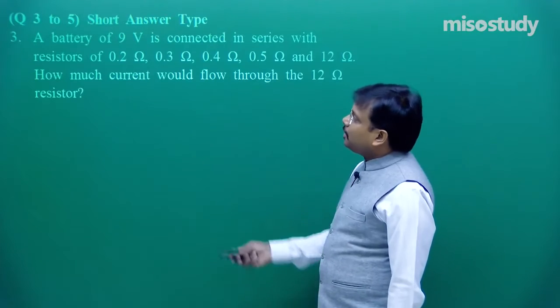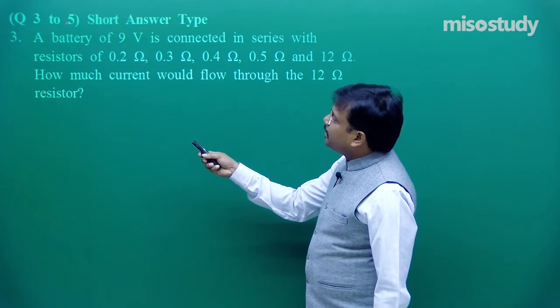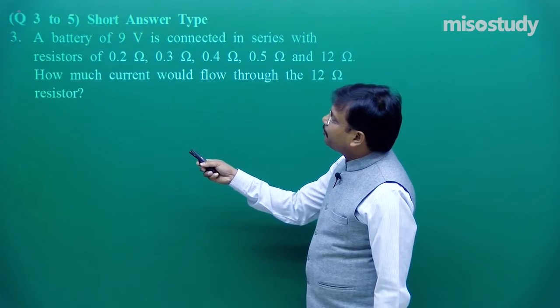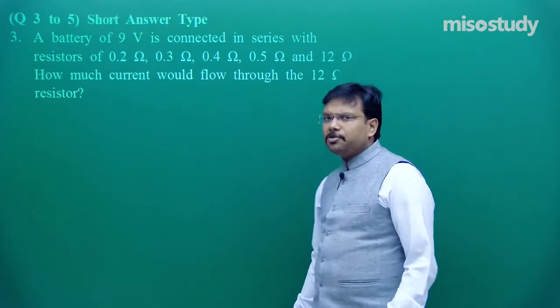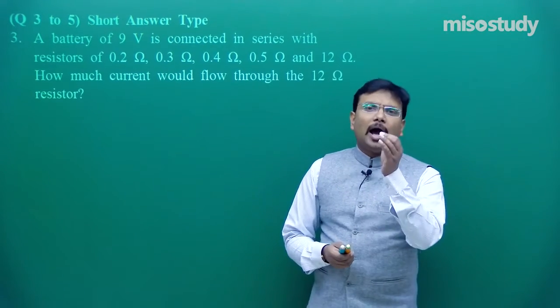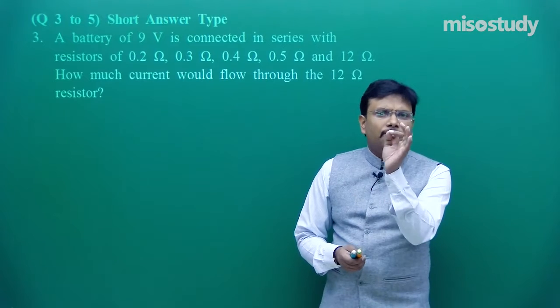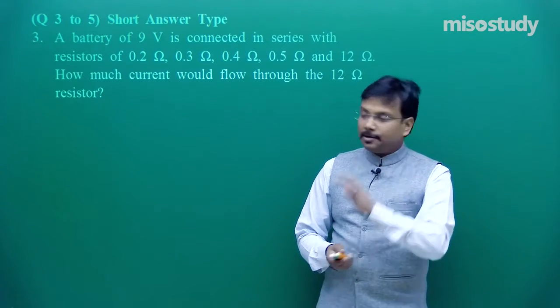Then comes question number 3 to 5. Be careful about the instructions. Short answer type. Now, short answer means you have to write down maybe one line, that is it.